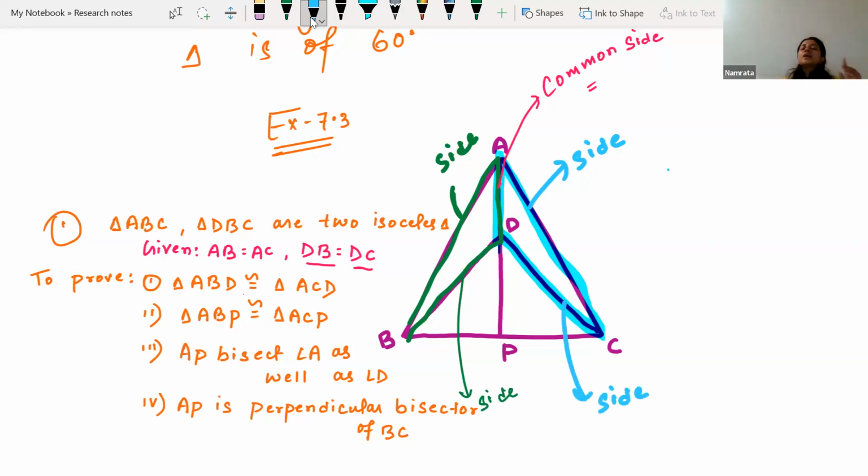So can you see we are getting the sequence side, side, side of this triangle is the same as side, side, common side of that triangle. Are you getting it? Yes, ma'am. So we can say both triangles are congruent. Let's write all the information.